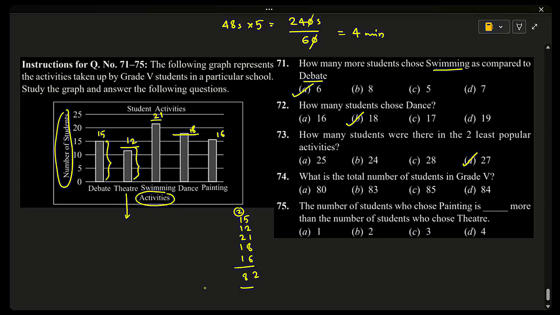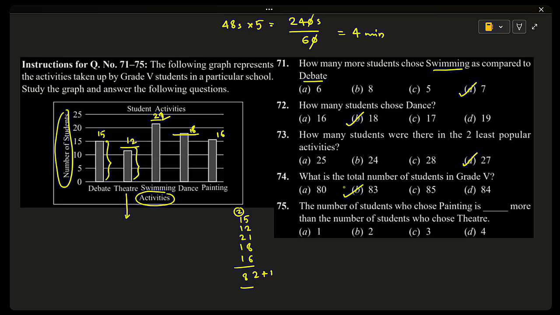So one other approximation I think is not 21, it's 22. Swimming, we have to take 22, so 21 is less than that. If you take swimming as 22, one answer will change, the 71st. 22 minus debate 15 is going to be 7. So for the 71st one, we have to choose option D, and everything else is matching. The sum is increased by 1, so this sum will be 83.